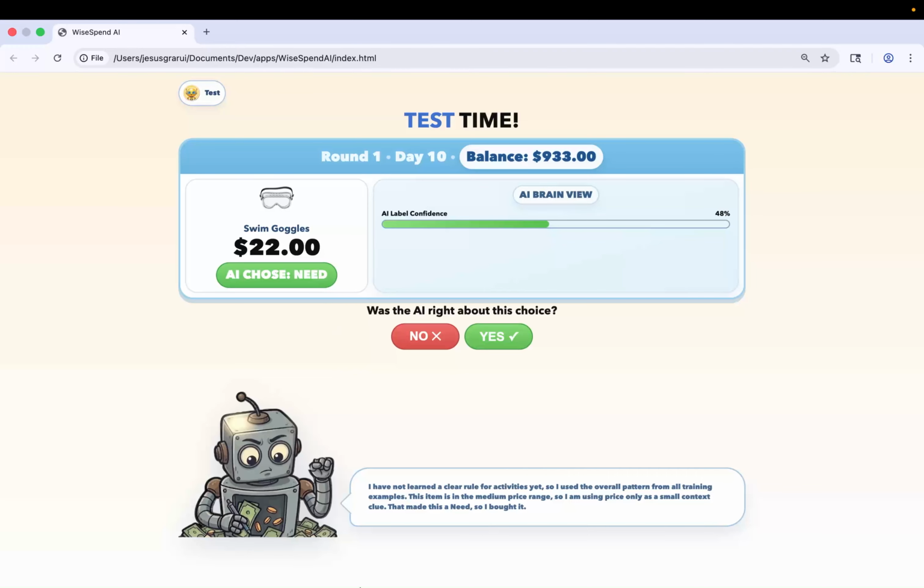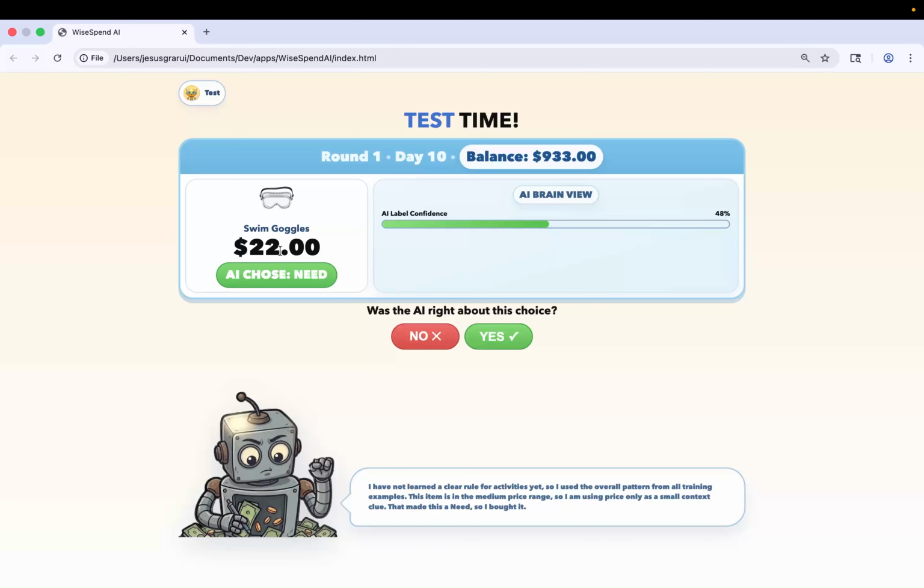And swim goggles, it's saying it's a need. That's incorrect. So why is it saying that? I have not learned a clear rule for activities yet, so I use the overall pattern from all training examples. This item is in the medium price range, so I am using price only as a small context clue, and that made this a need, so I bought it. So it's saying that since it's not that expensive, it's a need.